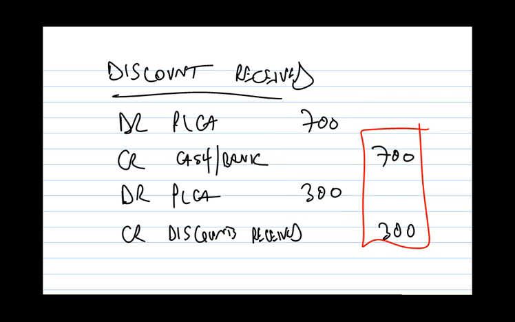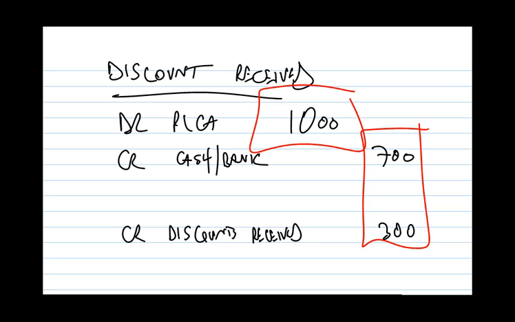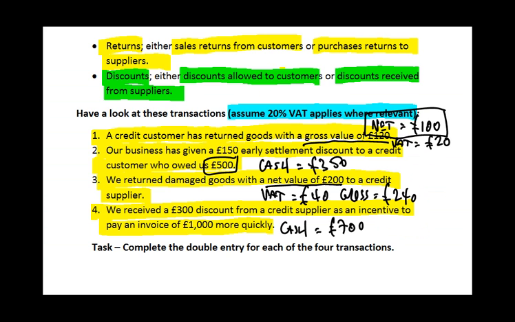And on the debit side, you can perhaps see I could actually just post the full 1,000 in one go to the purchase ledger control account, because I owed them £1,000, and either by the cash I've paid them or by the discount that I've received, we are getting rid of the whole £1,000 liability. I've cleared the whole amount, haven't I?